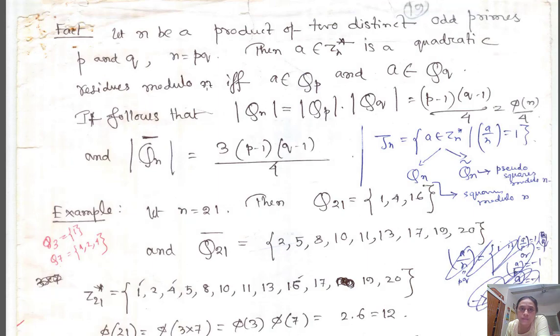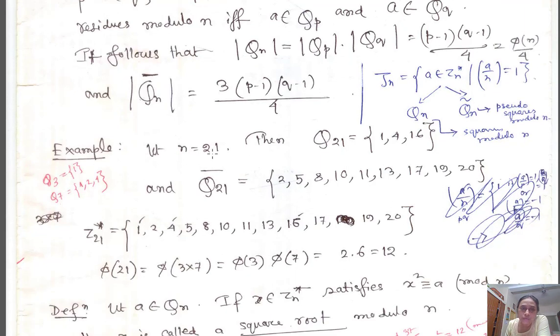A is a quadratic residue or square modulo n means we have to check it is a square modulo p as well as a square modulo q. It is an if and only if condition. So n equal to 21 means 7 into 3. So find all the quadratic residues modulo 3 and all the quadratic residues modulo 7. So these are the sets.